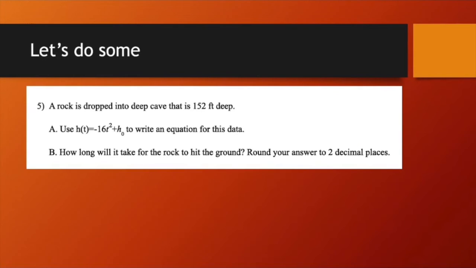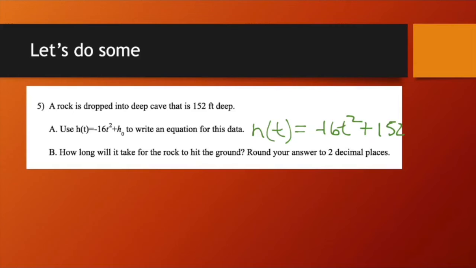A rock is dropped into a deep cave that is 152 feet deep. Why did I give you this formula and there's something missing? It's missing the v. Why? Because it has no initial velocity. You just dropped it. So I gave you the formula for you. What is the h0 going to be? 152. So our answer for letter A is h of t equals negative 16t squared plus 152.